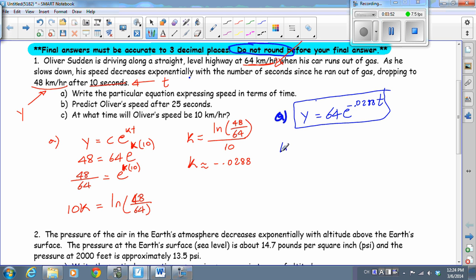Let's go ahead and solve for B. Predict Oliver's speed after 25 seconds. In other words, t is now 25. So all I need to do is say y is equal to 64 e to the power of negative 0.0288 times 25. So on my calculator, I'll go ahead and plug in as follows.